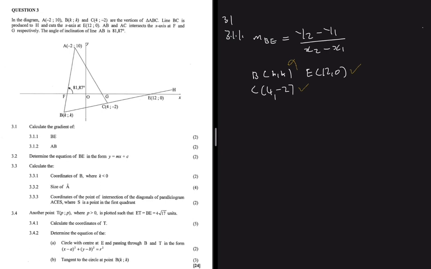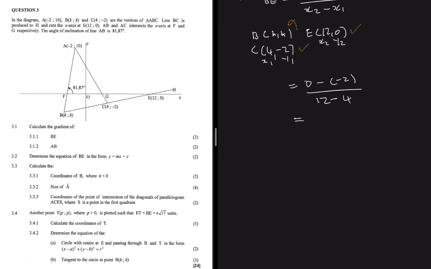Now from this point, we have to decide which coordinate we take as the second coordinate and which one we take as the first. So let's just take E as the second coordinate. So this will be x2, y2, and this will be x1, y1. So the gradient will be equal to 0 minus minus 2 divided by 12 minus 4, which gives us 2 divided by 8, which is 1 divided by 4. If you do it the other way around and start with C, you still get 1 over 4.